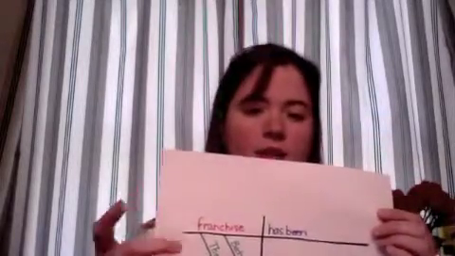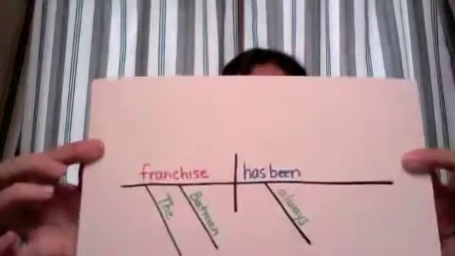So I've got the Batman franchise, and then for has been, if you'll recall, we had a modifier for has been, so I'm going to place that underneath. And again, I'm going to use green because it's a modifier. I'm going to write always. Okay, so got you up to this step.